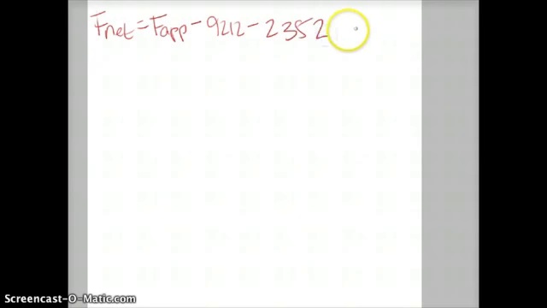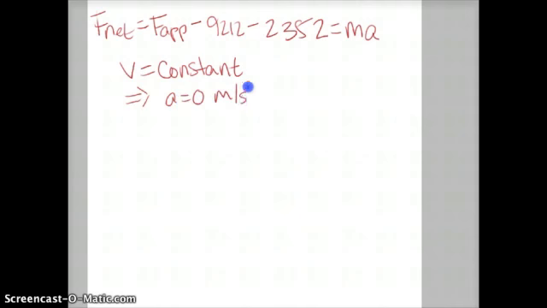So we have F net equal to F applied minus 9212 minus, again, because they're both working against F applied, 2352. That's going to be equal to the mass of the boulder times the acceleration of the boulder. Now another assumption we're going to be making is that the velocity is slow but steady. In other words, constant. So that's going to mean that our acceleration is equal to 0 meters per second squared.